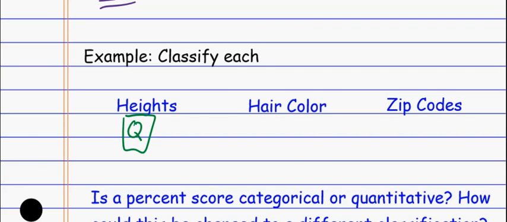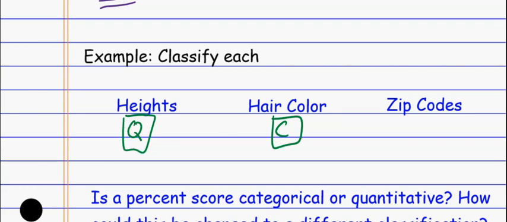If we look at something like hair color, can I calculate the average hair color in the class? The answer is no. I can't calculate an average with hair color. That is just describing someone based on a category that they would fall into. You would fall into the category of blonde, or the category of brown hair. So something like that is categorical. I'm going to label that with a C. I can't calculate a meaningful average.